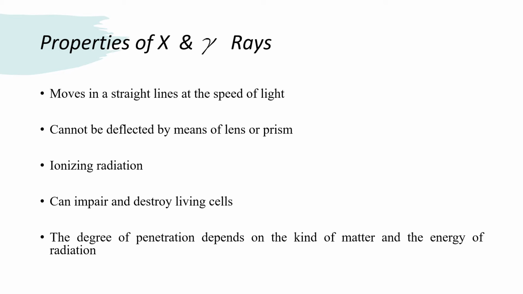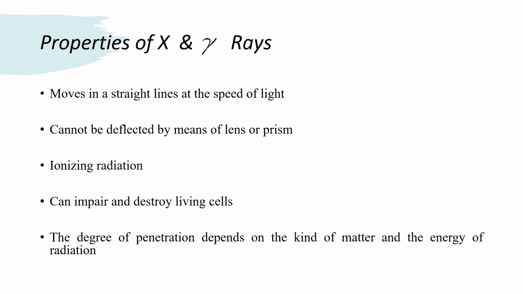Next is properties of X and gamma ray. X-ray and gamma ray are electromagnetic radiation similar to light wave, except that their wavelength is much shorter. Some of their properties are given below. They move in straight line and at the speed of light.